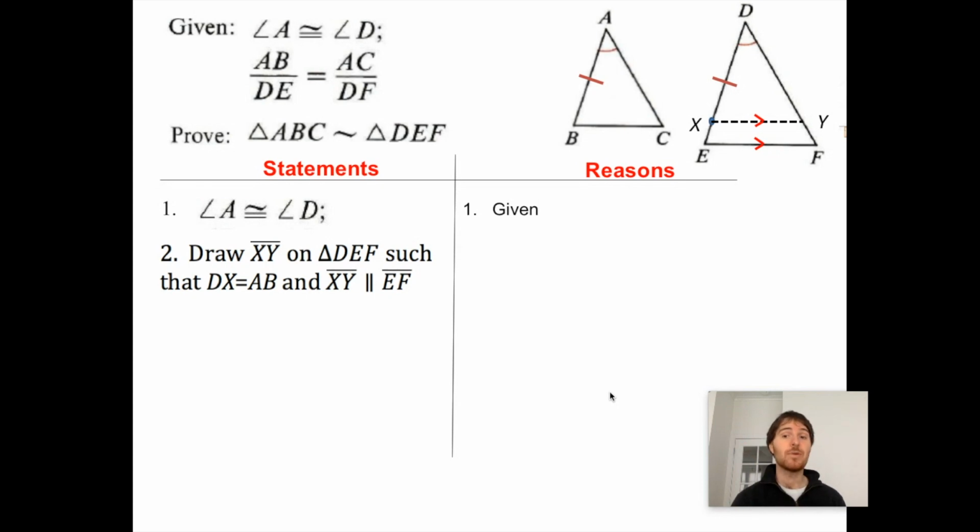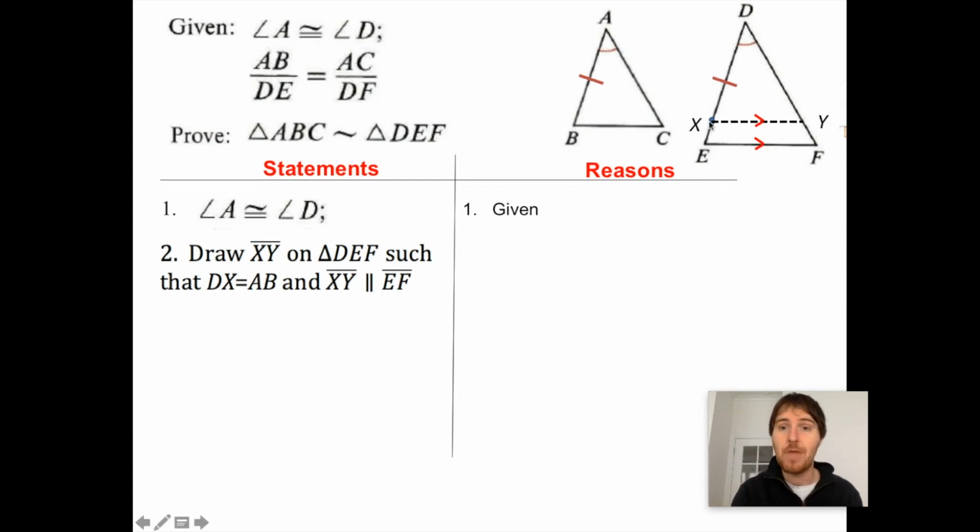So step 2, though, we need to figure out the justification for that because there's a lot going on there. First of all, we drew XY on triangle DEF such that DX equaled AB. Why was I allowed to do that? How am I allowed to copy a specific distance? I'm copying distance AB over here so that we have DX equals AB. That's where I'm plotting point X. The reason for that is the ruler postulate. Every segment has a real number length, and so you can duplicate those. Numbers can be moved other places.